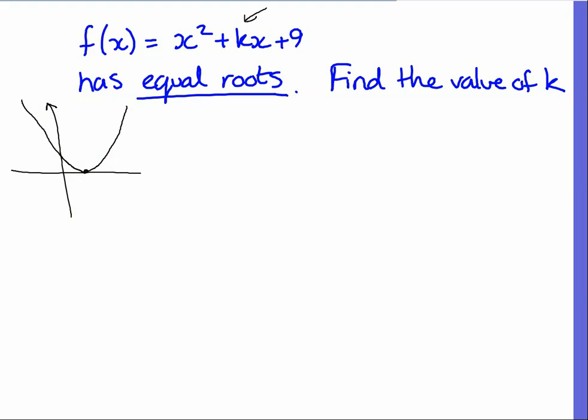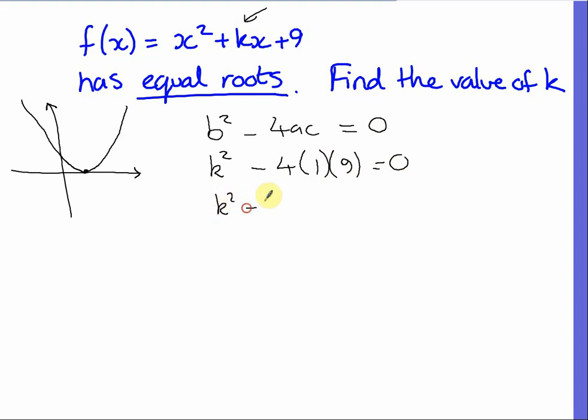Right, so it doesn't mention using the discriminant at all, but you need to understand that this is what they are asking for. So let's go ahead and work it out. So b squared minus 4ac. So b this time is k, so k squared minus 4 lots of 1, a is 1, and c is 9. Now, if it has equal roots, the discriminant would be equal to 0. So we can say this is equal to 0.